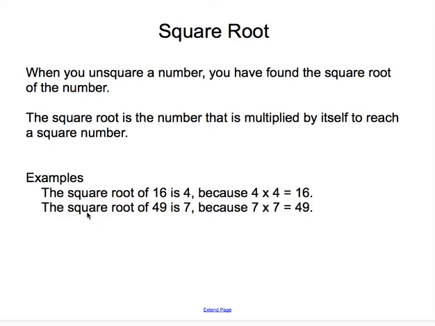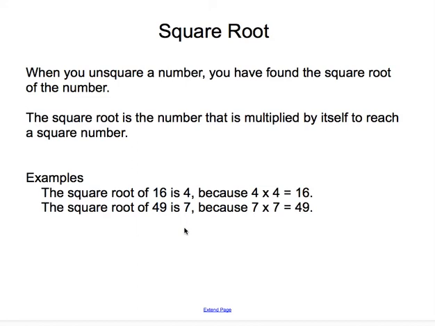Here are some examples. The square root of 16 is 4, because 4 times 4 equals 16. The square root of 49 is 7, because 7 times 7 equals 49. In 5th grade, we are only going to be looking for the square roots of square numbers. So for us, our square root is always going to work out to be a whole number, like 4 or like 7. We won't be working with any decimals.